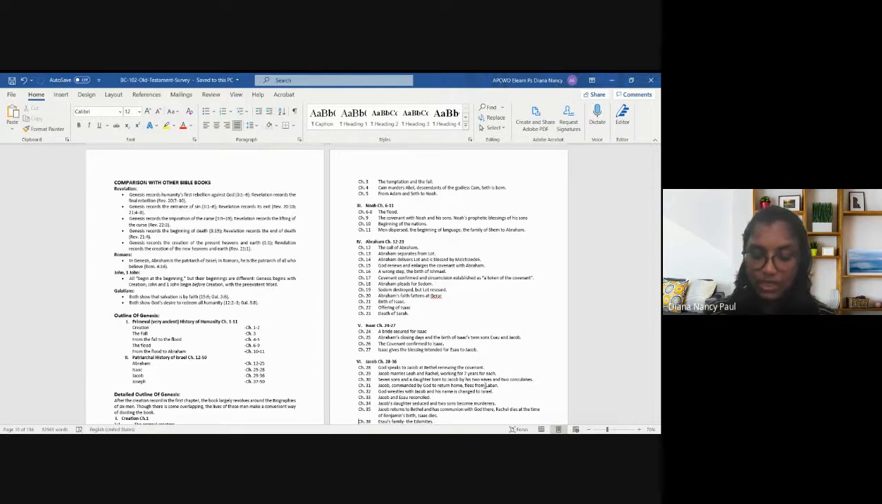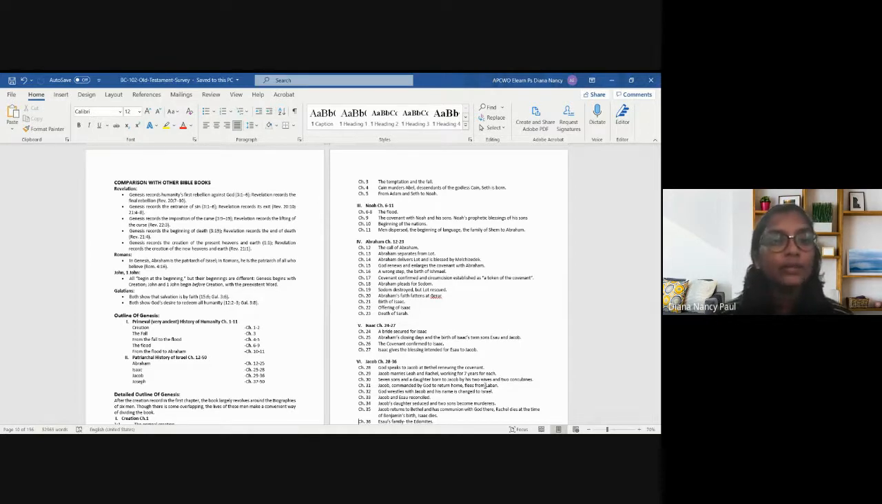The third point we see is, I will bless those who bless you, and I will curse those who curse you. We are the inheritance of this Abrahamic blessing. Whoever blesses us will be blessed. And the fifth point we see is, in you all the families of the earth shall be blessed. We all inherit this Abrahamic covenant through Jesus Christ our Lord. We all have access to this covenant. With this, we will move on to the comparison with the other Bible books.